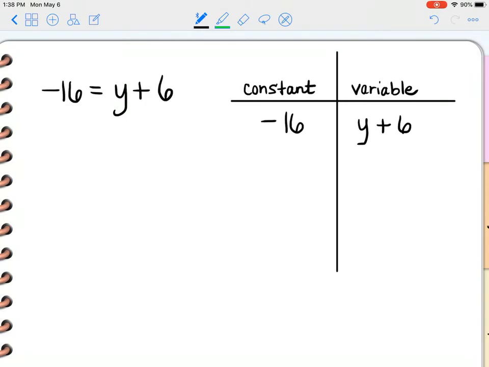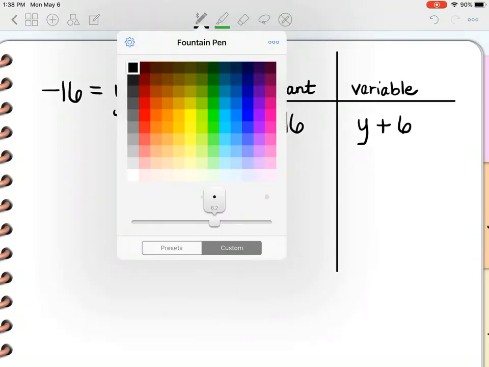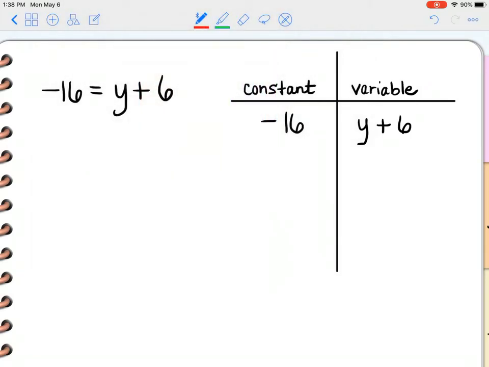So it is that plus 6 that needs to cross the line. It needs to move over to the constant side of the problem. The opposite of plus 6 is minus 6. And if you do it to one side, you must do it to the other. So here's the canceling. And here is the simplified version.